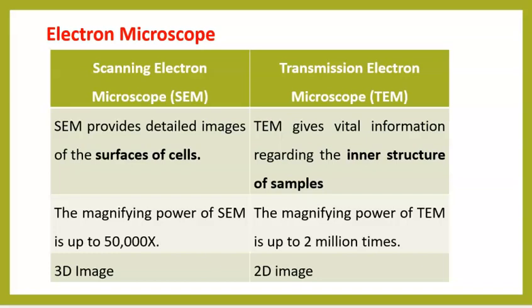So SEM is actually for giving you the details only about the surface of cells. You will not get any information regarding the internal structures, but TEM gives you all the details of the internal structures. The magnification is less for SEM and it's much higher for TEM. You can see it's like 50,000x here, and it's up to 2 million times, which is very high. And then the scanning electron microscope gives you a 3D image, but the transmission electron microscope gives you a 2D image.